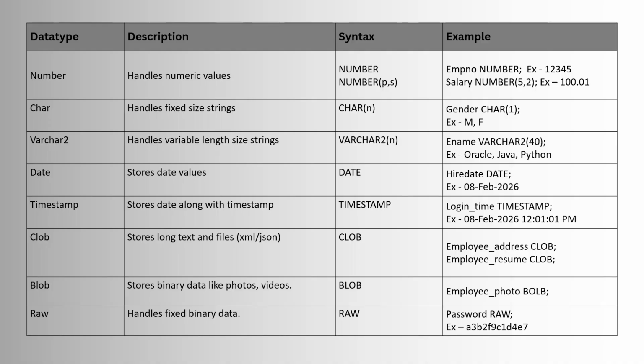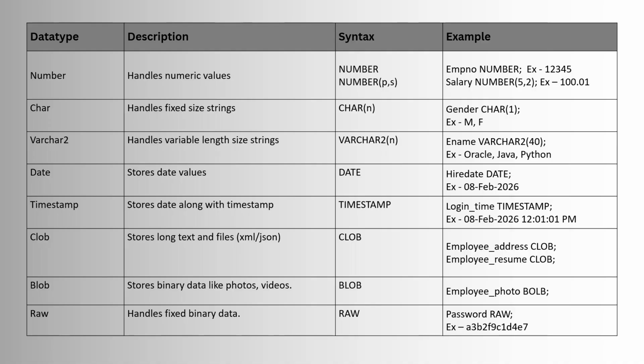Coming to the date data type, it stores dates, and we use the date data type for columns like hire date, creation date, any sort of date columns. And if you want to store date along with timestamp, then we should go with the data type called timestamp. Some of the frequently used columns in my projects are login time, logoff time, and last update login. These are the mostly used columns for capturing date along with timestamp using the timestamp data type.